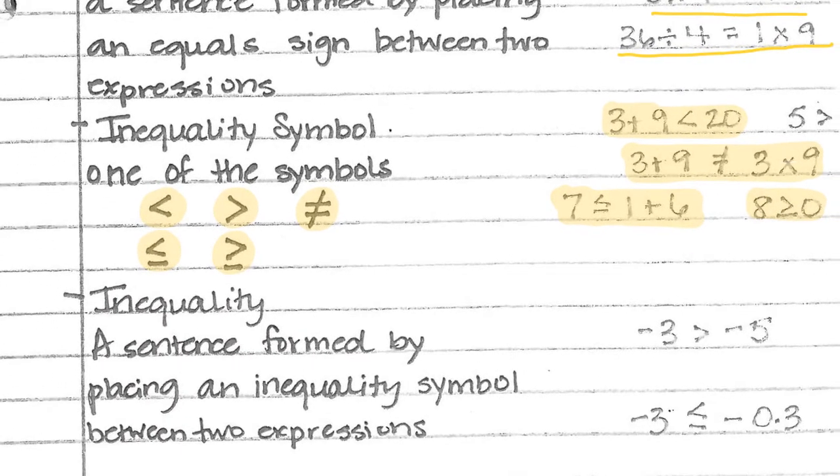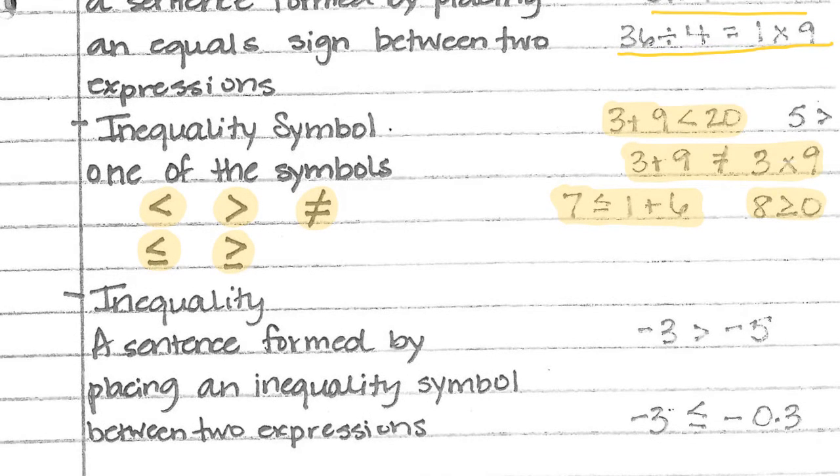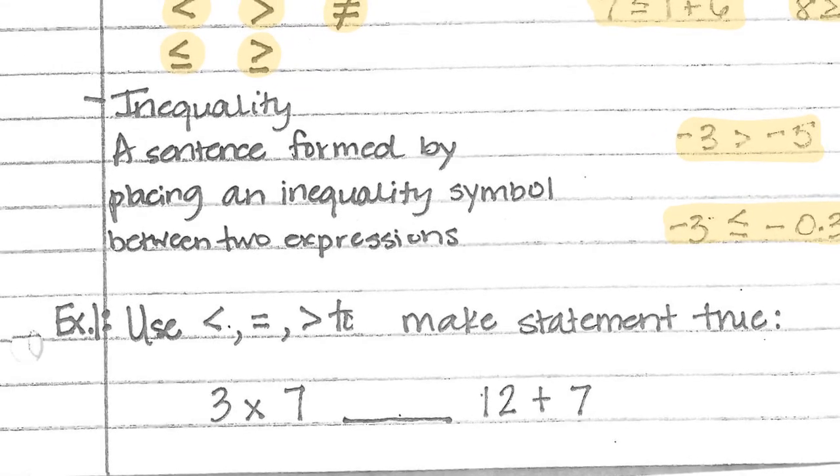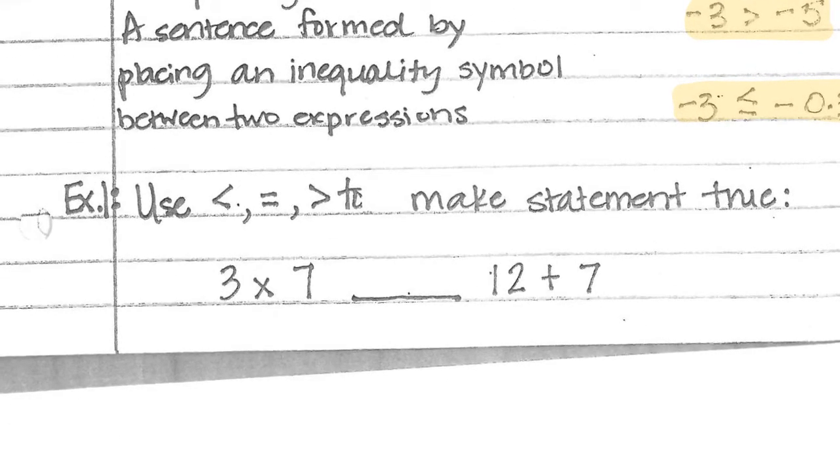Inequality, a sentence formed by placing an inequality symbol between two expressions. So, negative 3 is greater than negative 5. Negative 3 is less than or equal to negative 0.3. All right, so the first thing we're going to do is make this statement true. Use less than, equal, or greater than to make this statement true. So let's solve this stuff first.